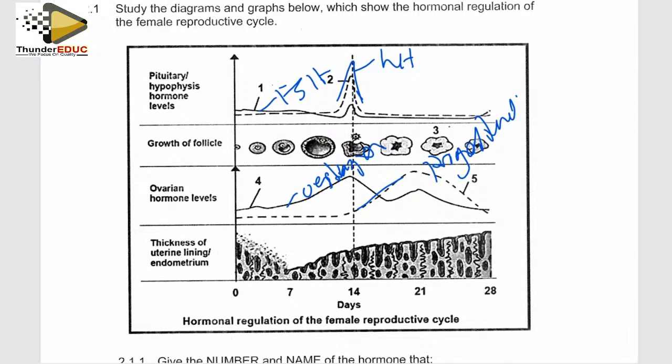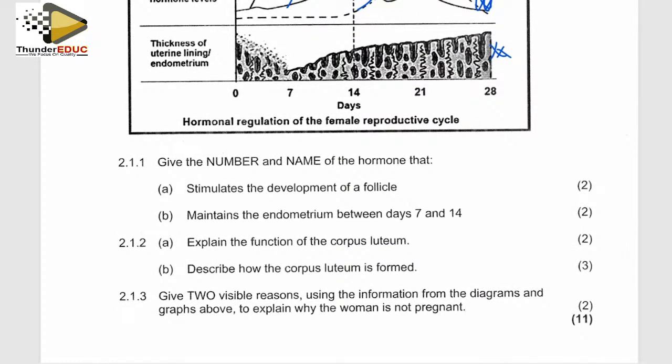If you want to know whether fertilization took place or not, you look at this, and this, and this. If you see the blood, then it means that fertilization did not take place. So that's it. Let's go.